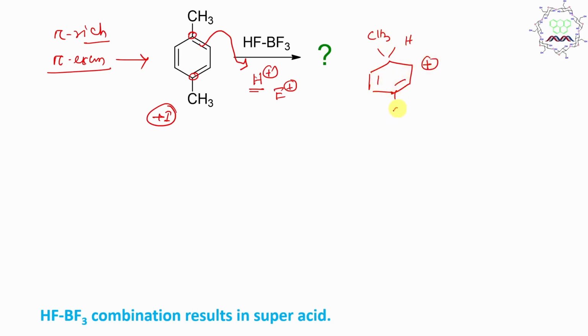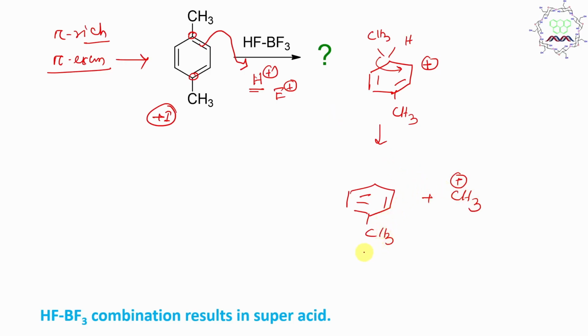Agree? Now here aromaticity is disturbed. So in order to gain the aromaticity back, this methyl group will come out. So what will it produce? It will produce toluene plus methyl cation. Now you can say, sir, is it really possible? Actually students, this is possible for superacids.